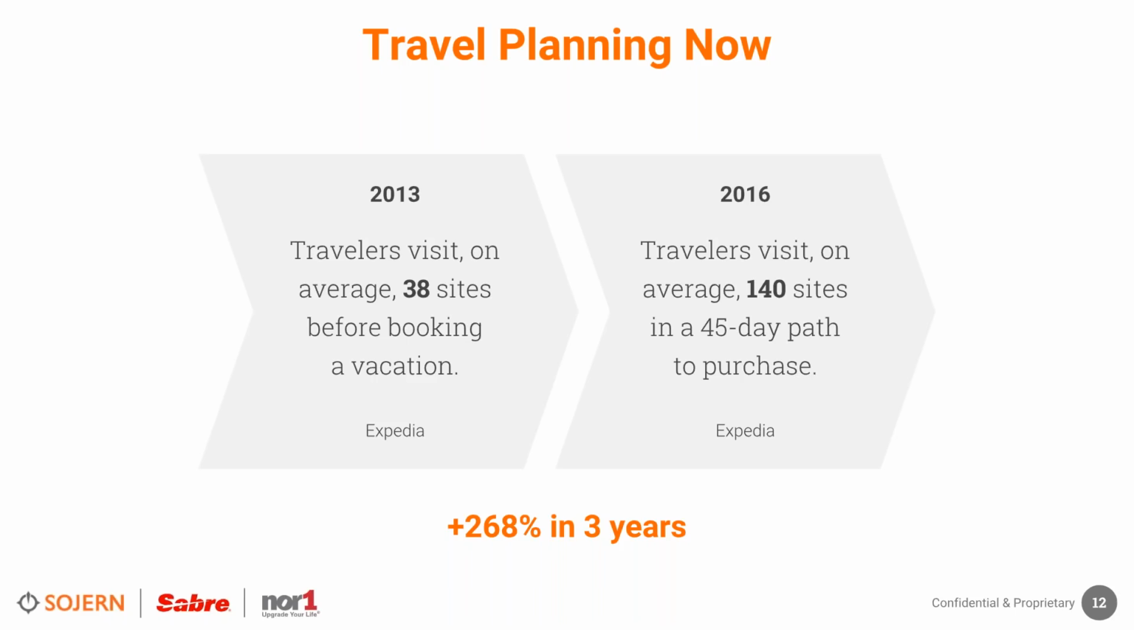Well, just a few short years ago, it's amazing how fast time flies, but in 2013, Expedia released a stat that said that travelers visit on average 38 sites before booking a vacation. And I can't speak for everybody, but I know that time is a very, very precious commodity. And so you think, 38 websites before booking one vacation. We'll flash ahead a mere 3 years to 2016, travelers went from 38 websites to 140 sites in a 45-day path to purchase. That's almost a 300% growth in just 3 years.